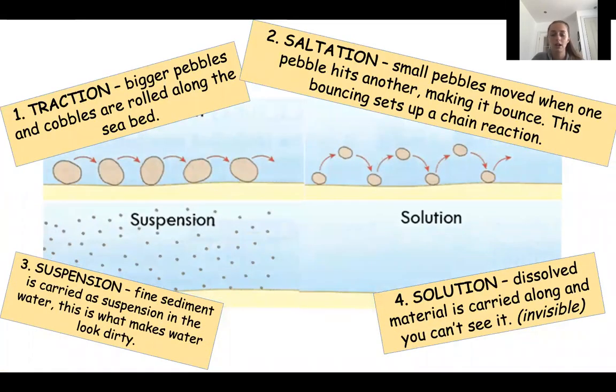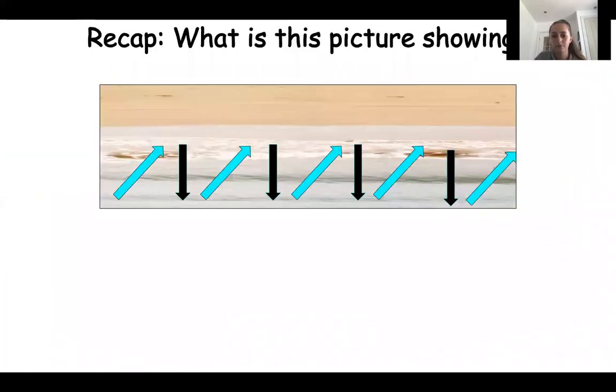You've got traction, think of it like tractor wheels, they're large pebbles that are rolled along the seabed. Saltation are smaller pebbles and they bounce along the seabed. Suspension is what causes that murky, dirty looking water, and that's fine sediment like sand that's carried in suspension along with the water. And then solution is the dissolved material that you can't see, that's invisible.